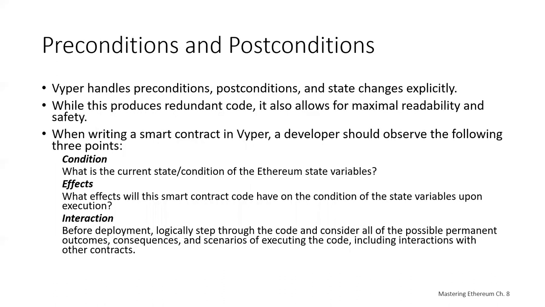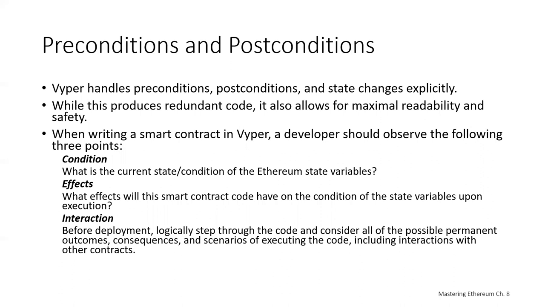So let's talk about preconditions and postconditions. Vyper handles preconditions, postconditions, and state changes explicitly. This does produce some redundant code, but it allows for the maximum readability and safety. So when writing a smart contract in Vyper, developers should keep in mind the following. From a condition perspective, what is the current state and condition of the various Ethereum state variables? From an effects perspective, what effects will this smart contract code have on the condition of the state variables upon execution? That is, what's going to be affected and what will not be affected? And are these effects what the writer of the smart contract actually intended?